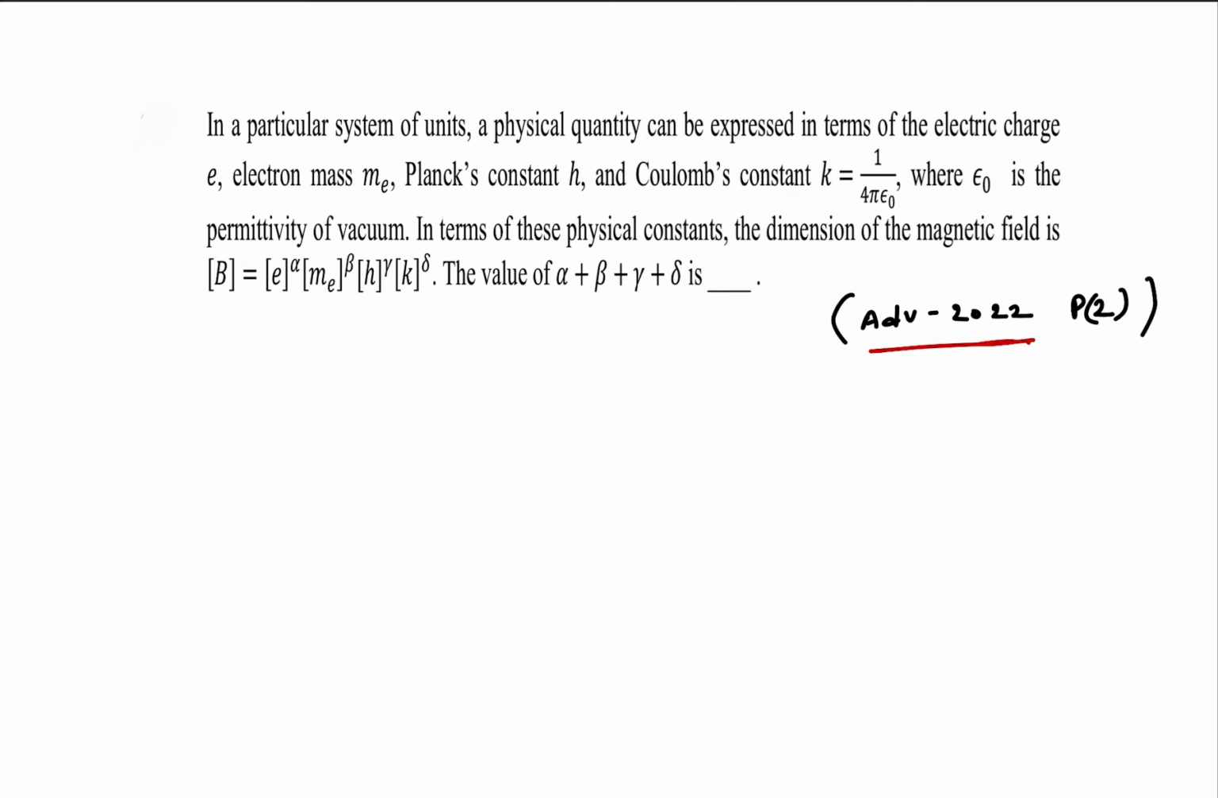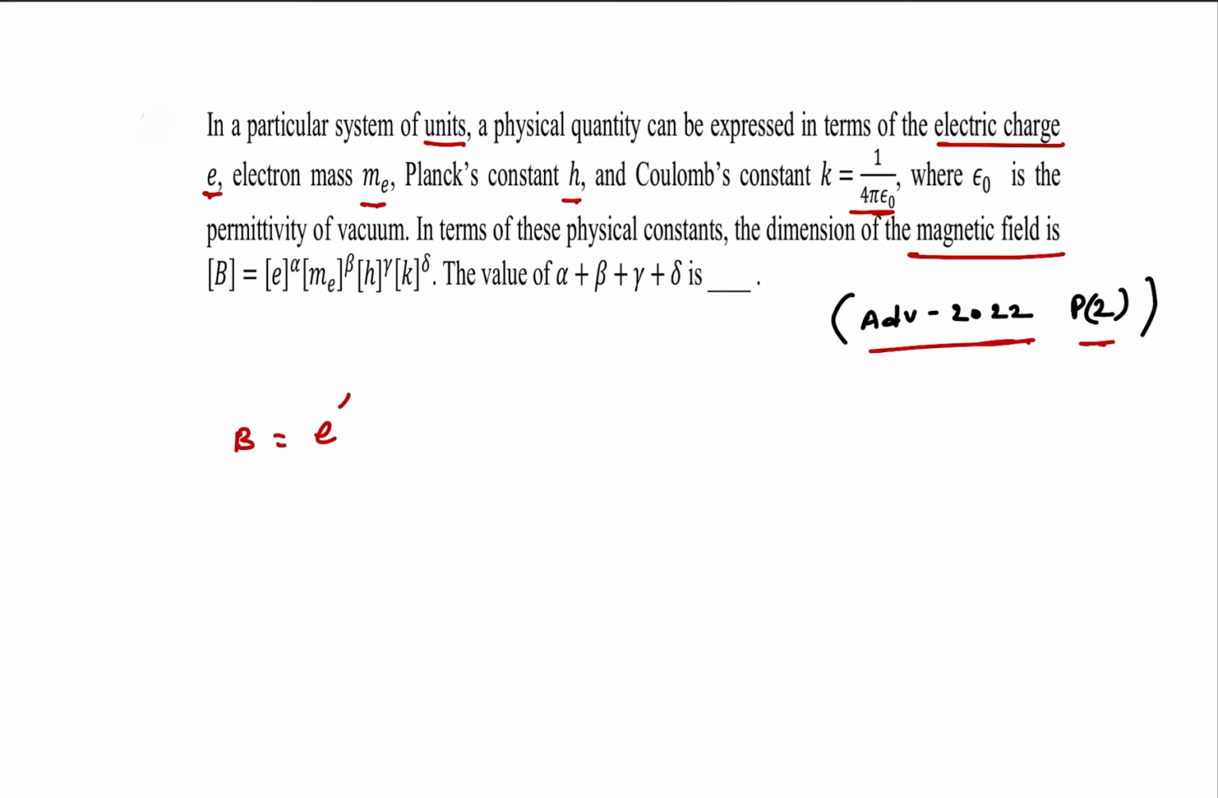Next one. This question they have asked in Advanced 2022 Paper 2. As per the question, in a particular system of units, a physical quantity can be expressed in terms of the electric charge e, electron mass m_e, Planck's constant h, and Coulomb's constant k = 1/(4 pi epsilon naught), where epsilon naught is the permittivity of the medium. In terms of these physical quantities, you need to calculate the dimension of the magnetic field.